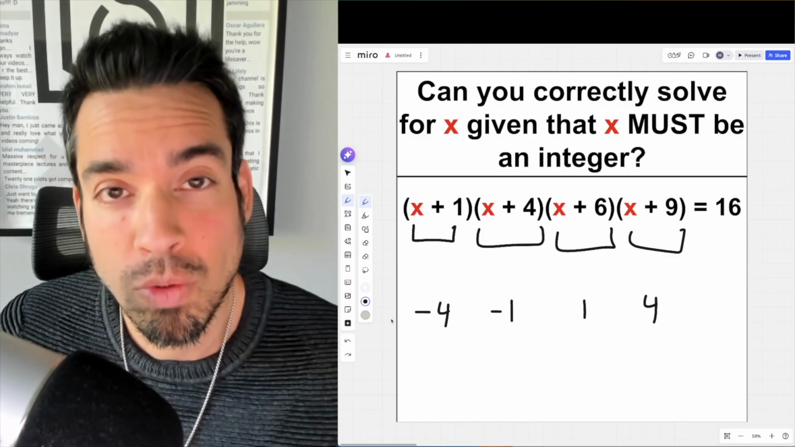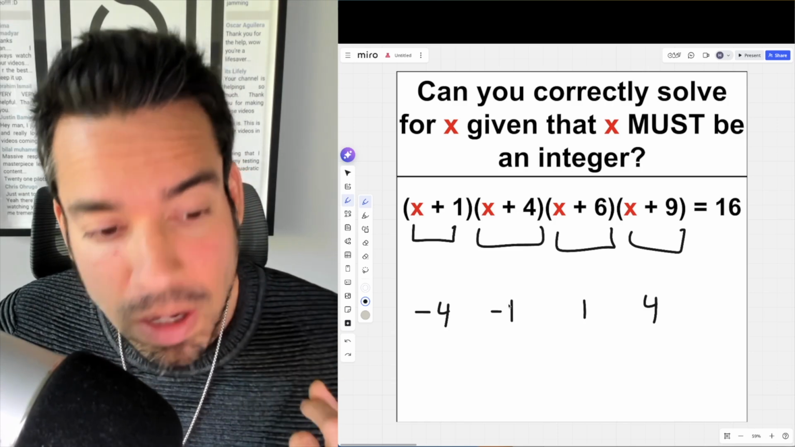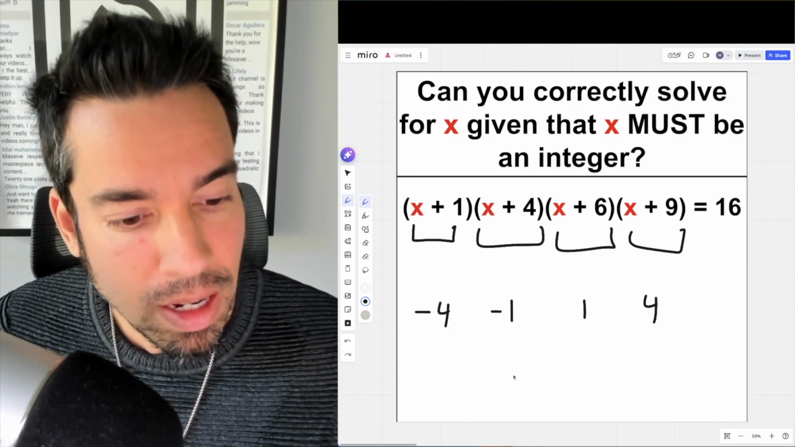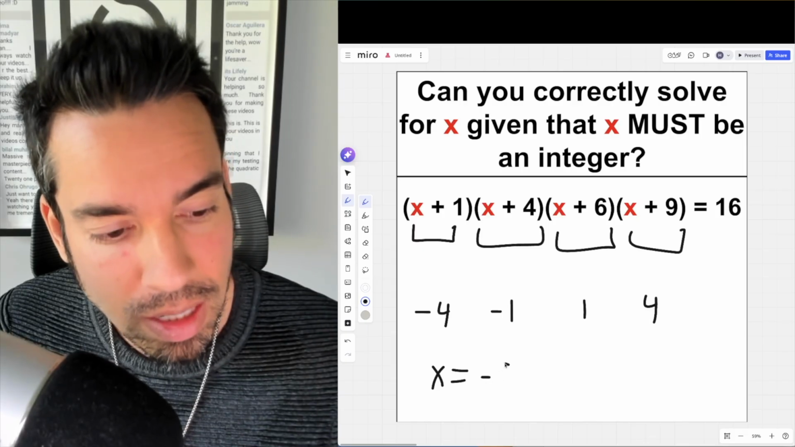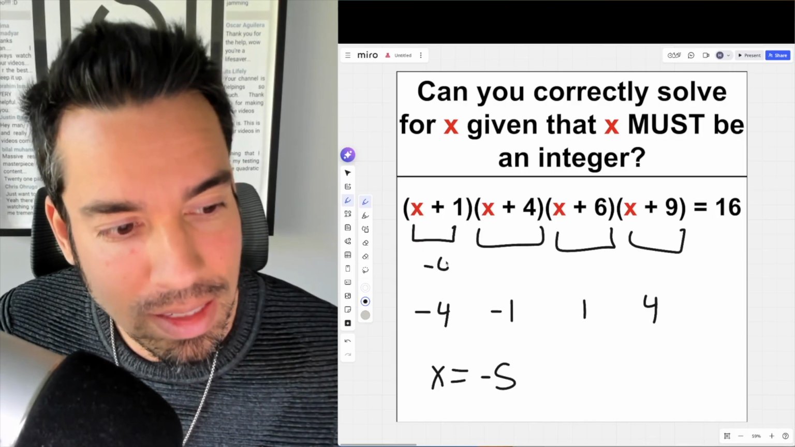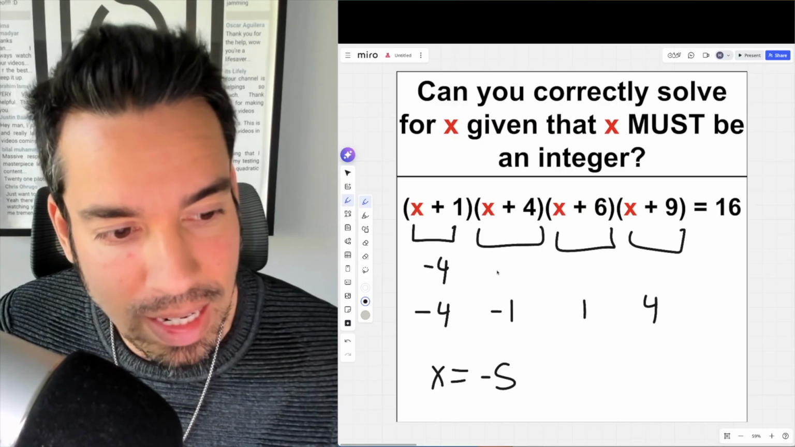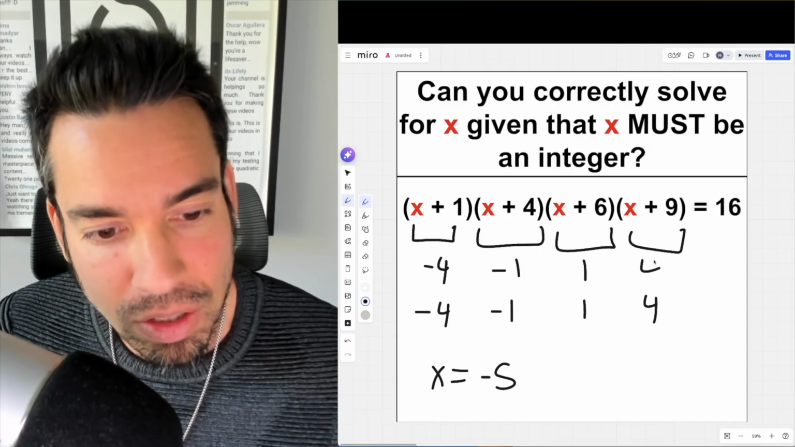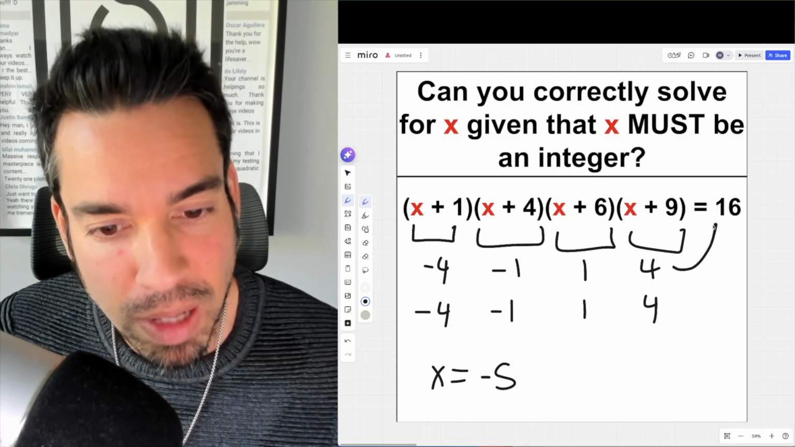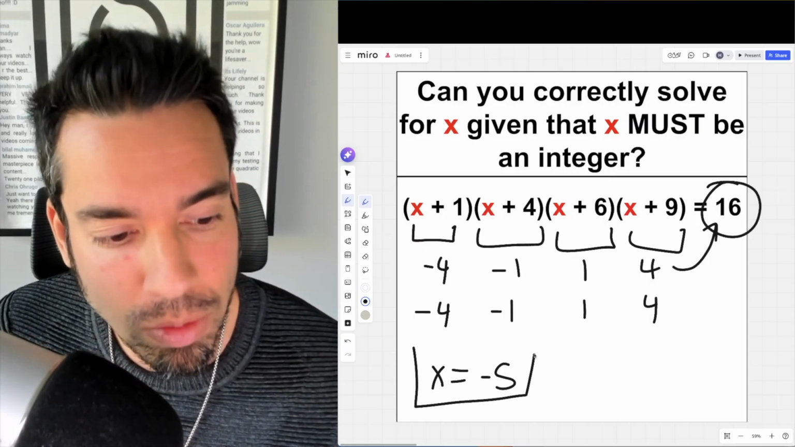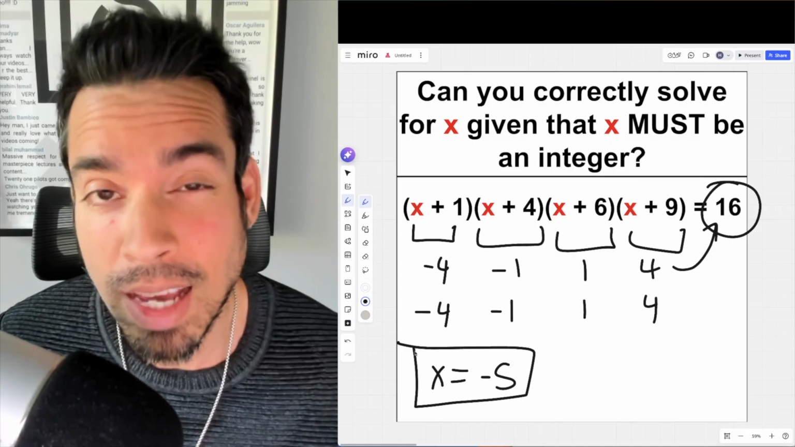All right. So now we've got something that could potentially work. Let's see what value would give us negative 4 right here. Well, that would be x is equal to negative 5. So let's check this out in real time now. Negative 5 plus 1, that is negative 4. Negative 5 plus 4, that is negative 1. Negative 5 plus 6 is 1, and negative 5 plus 9 is 4. And again, if we multiply these together, as I mentioned, we're going to get 16, which means x equals negative 5 is the winner. That's how you do it.